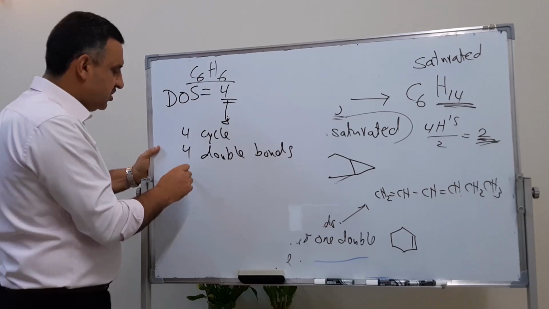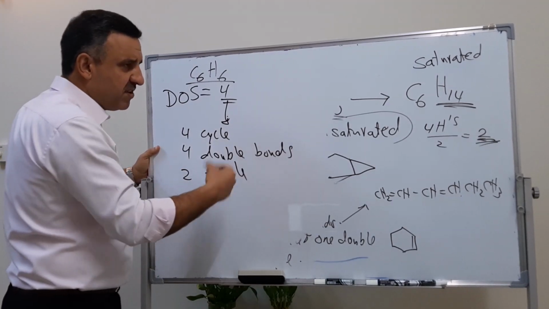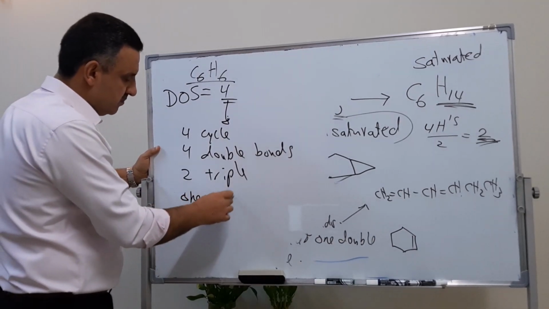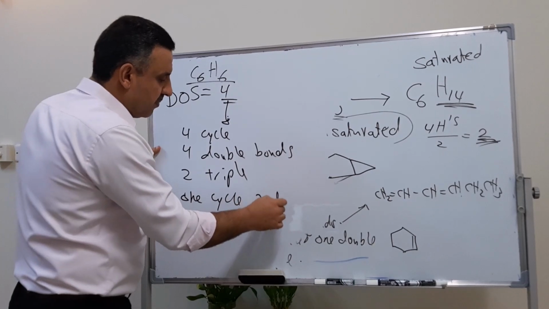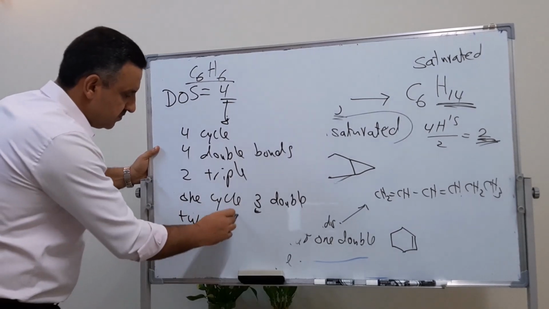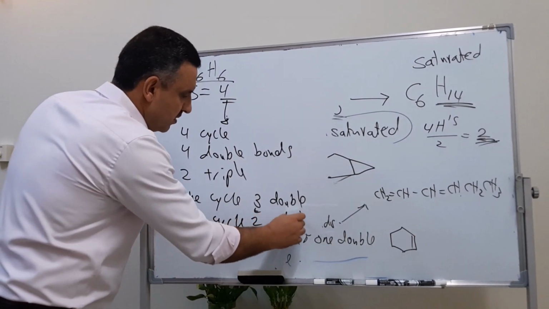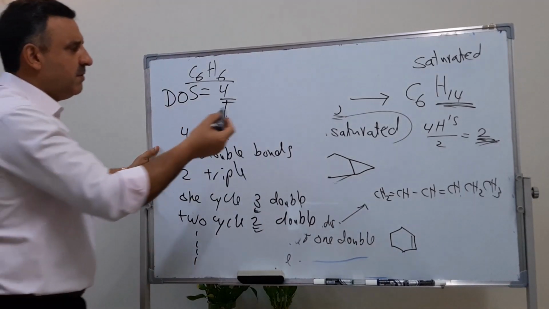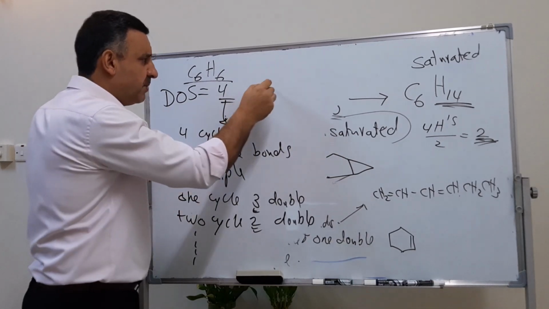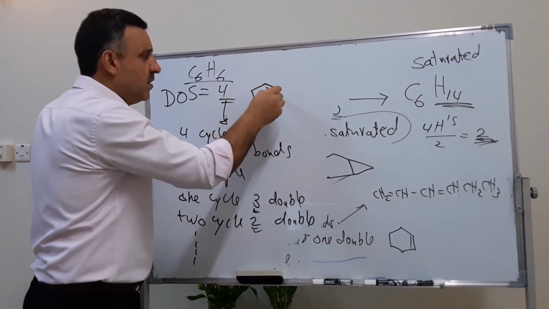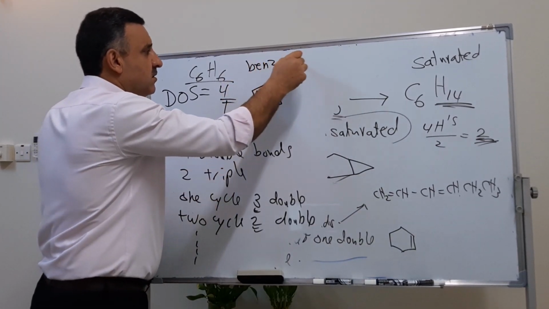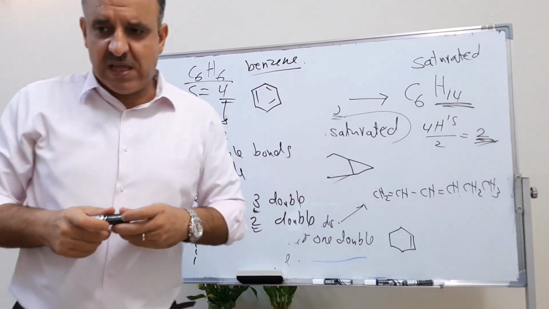Or, for example, 2 triple bonds, because every triple bond is like 2 double bonds. Or 1 cycle and 3 double bonds. Or, for example, 2 cycles, 2 double bonds, and so on and so forth. You may draw it. But one of the most possible guesses is 1 cycle and 3 double bonds as in the benzene system. That's for your knowledge.